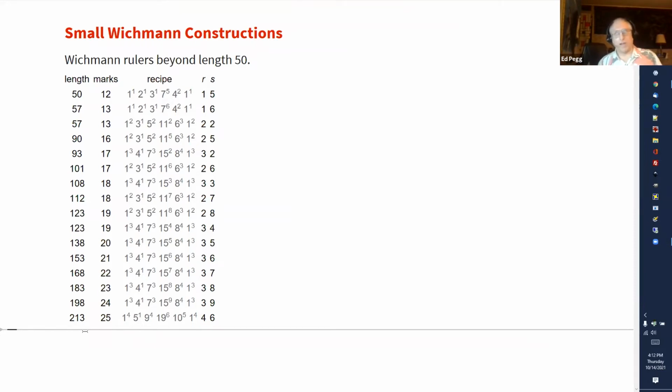One of the things that was verified by the big cluster of systems at Intel was that all of these rulers here were optimal. This was the longest sparse ruler you could make with this number of marks.